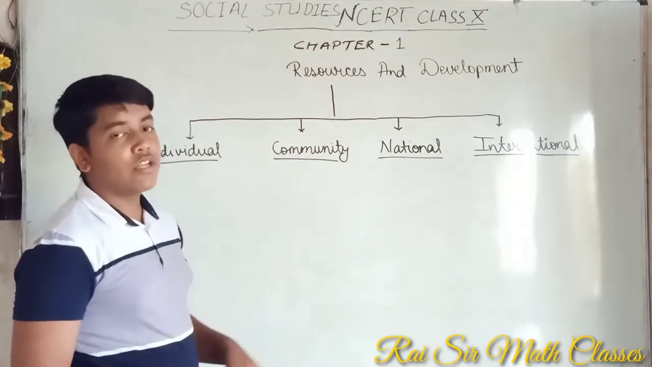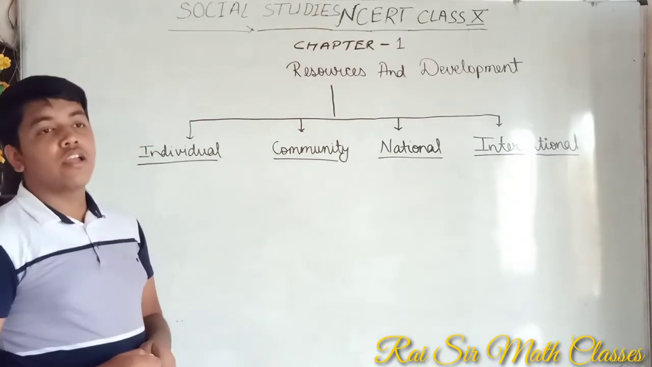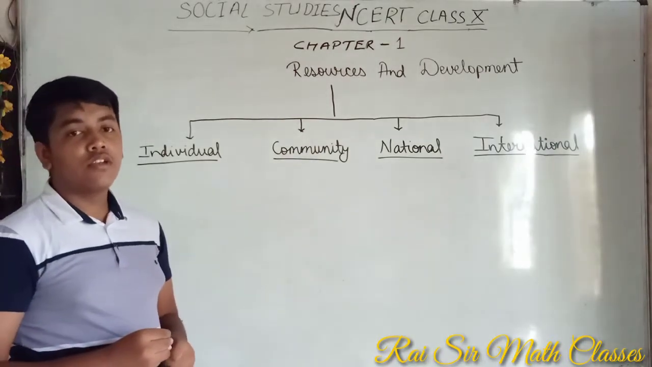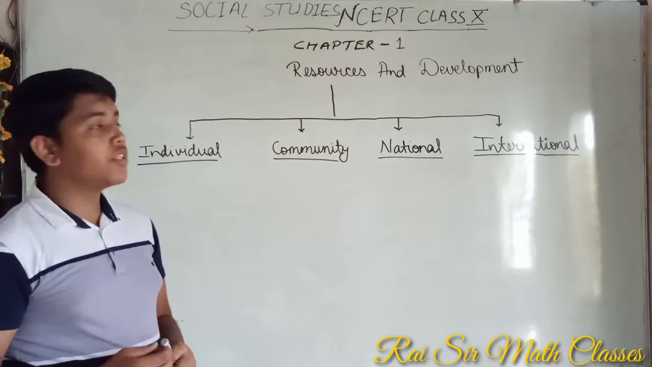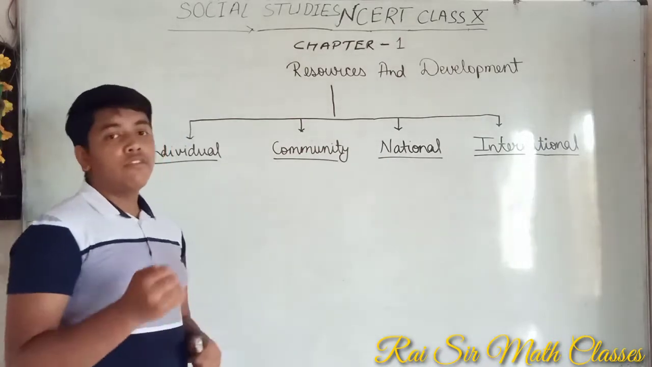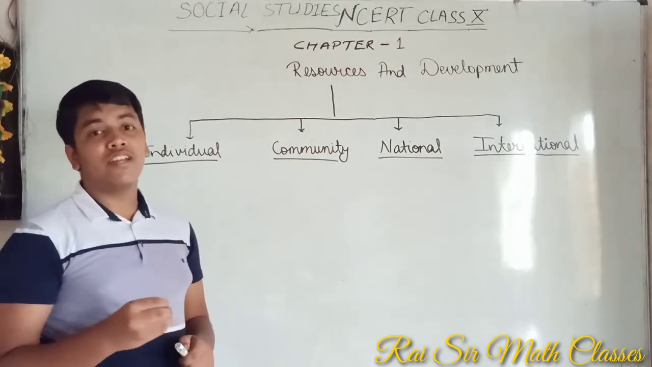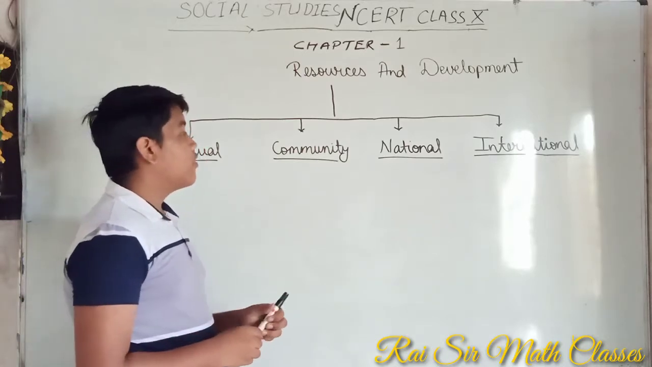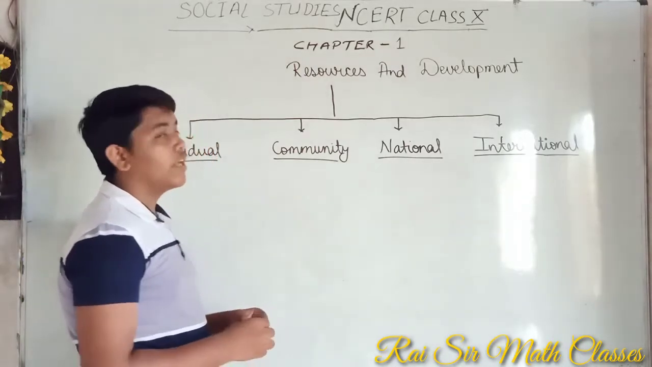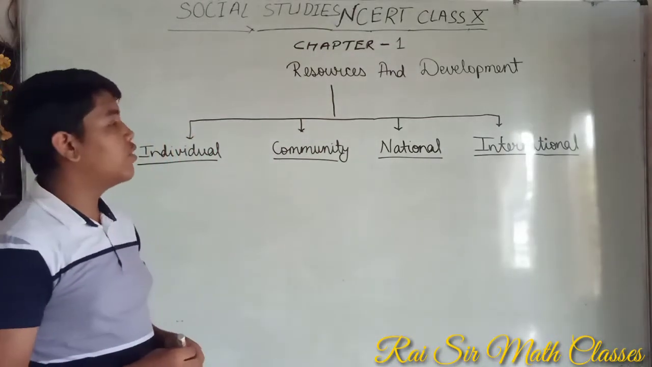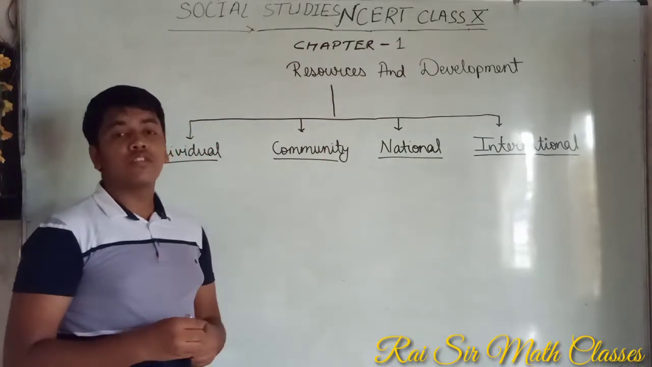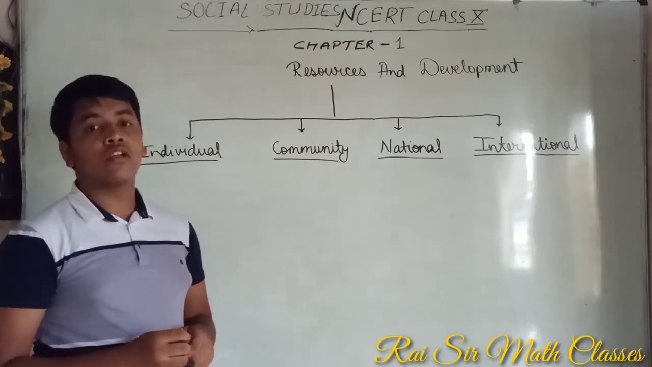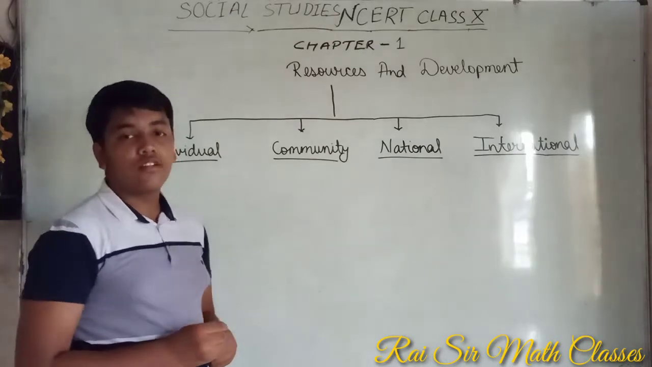Now the third one is national resources. In national resources, we take examples of forests, oceans, and rivers also. Why rivers? Rivers are used to generate power also, so we use rivers as a resource. In definition terms, we can say that the resources situated within the nation are termed national resources.